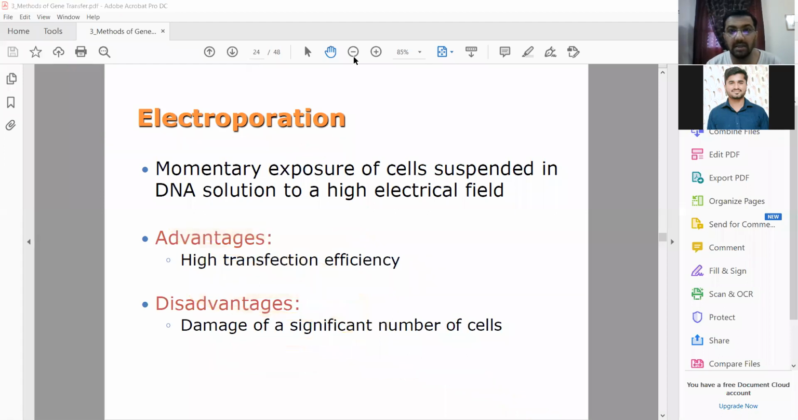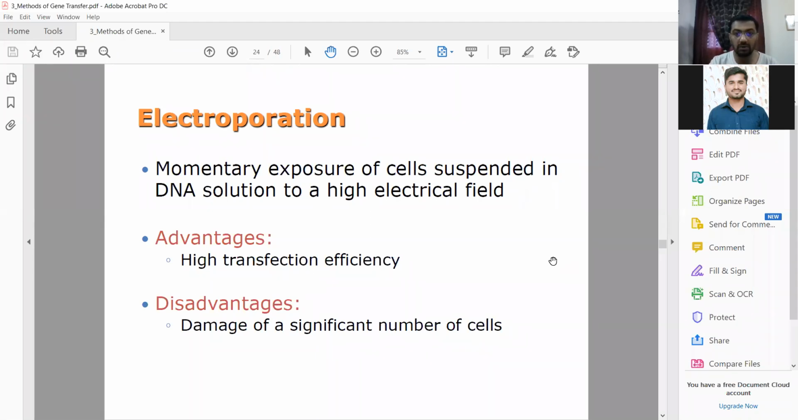And secondly, the disadvantage with electroporation is that due to this higher voltage, there is a significant number of cell deaths, or the damage is so high to the cells that most of the cells die. So we have high transfection efficiency, but at the same time, the biggest disadvantage is the damage to the cells.